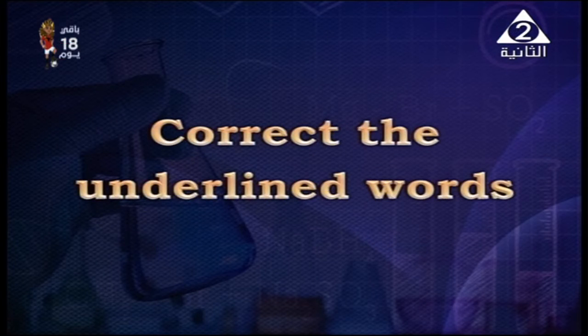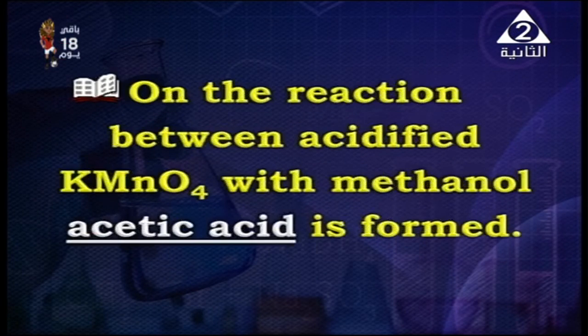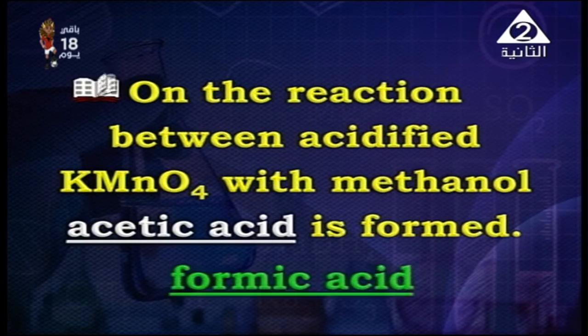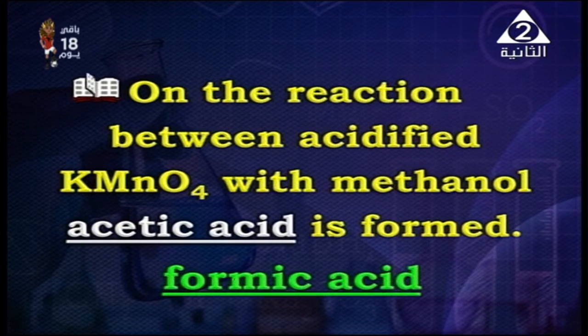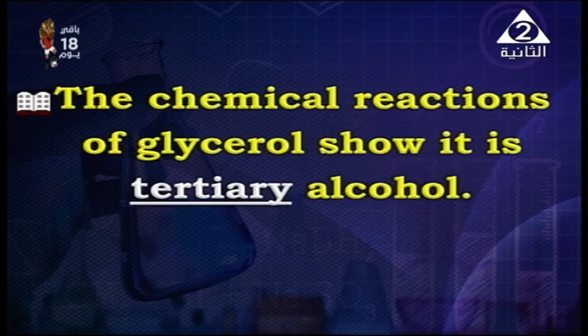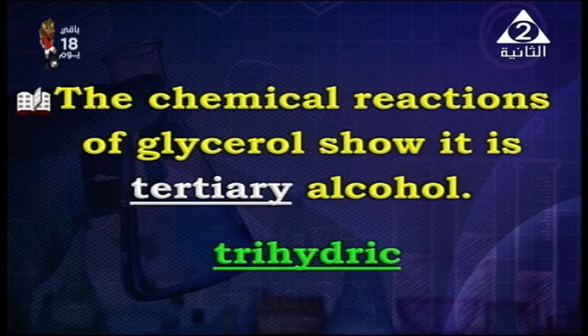Next type of question. Correct the underlined words. On reaction between acidified potassium permanganate with methanol, acetic acid is formed. Yes, if you correct this, it will be formic acid. Next point. The chemical reactions of glycerol show it is tertiary alcohol. So it is wrong, and if you correct it, it will be trihydric alcohol.